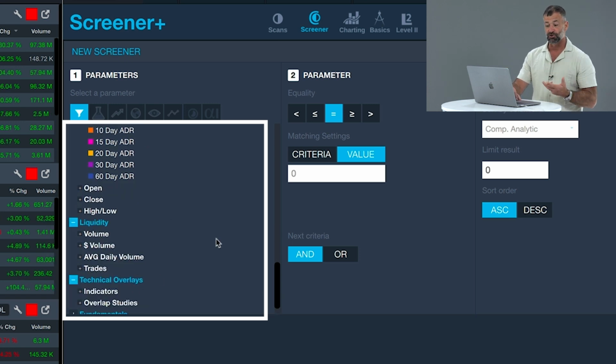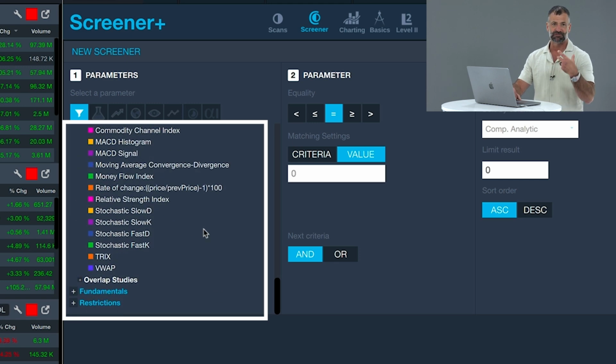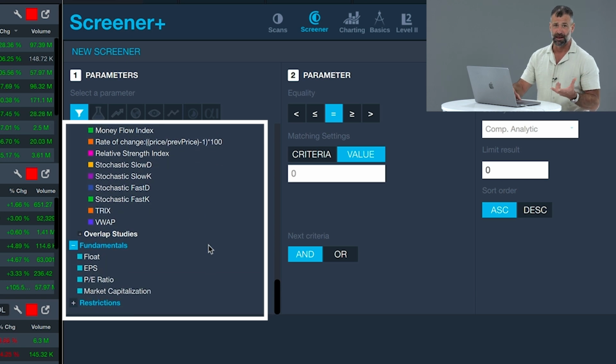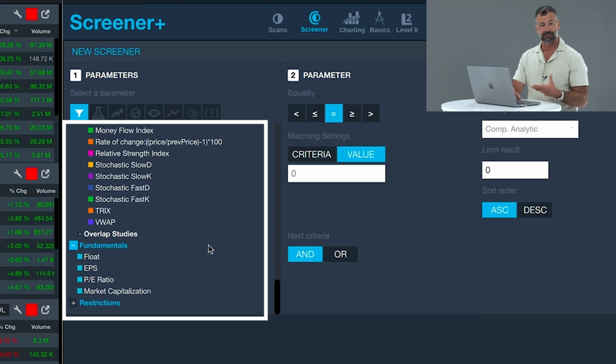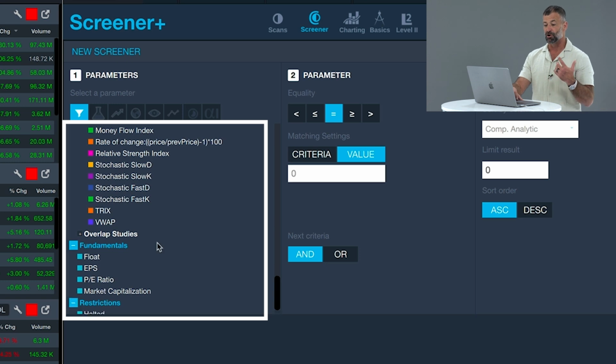Liquidity, technical overlays. Okay, we can look for specific MACD, VWAP, stochastics. I mean, you can really get in detail. And then even drill in on the fundamentals. Almost all my scans are looking for low float stocks. So you can build a scan based on price, volume, technical indicators, and then maybe focus on low float stocks if you're a day trader, or high float stocks if you're a swing trader. And then it all goes down the line.